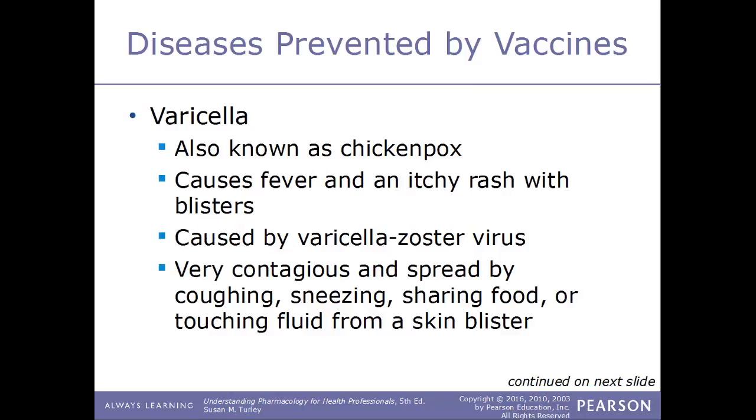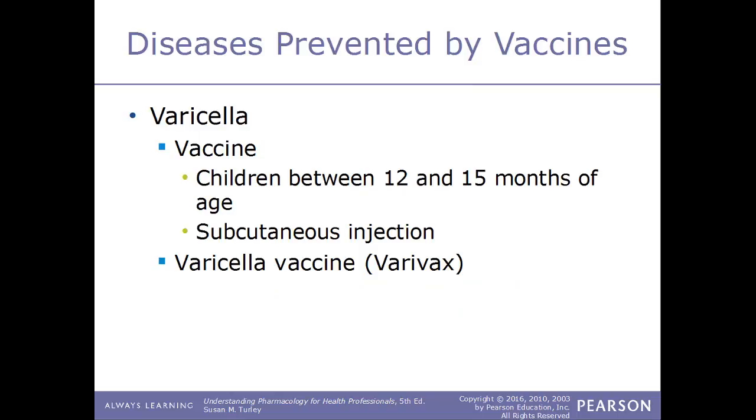And the last disease that we'll talk about that's been prevented by a vaccine is varicella. It's also known as chickenpox. Now, this causes a fever and an itchy rash with blisters, and this is caused by the varicella zoster virus. This is very contagious and spread by coughing, sneezing, sharing food, or touching the fluid from a skin blister. The vaccine for varicella is given to children between the ages of 12 and 15 months, and it's given through a subcutaneous injection. The trade name this would be found under would be Varivax.